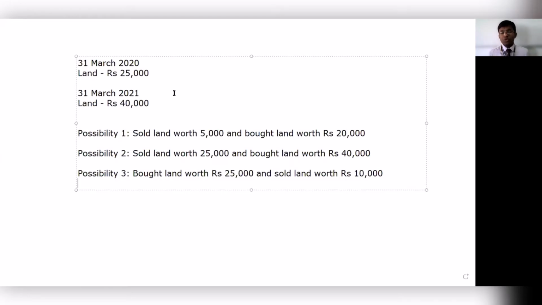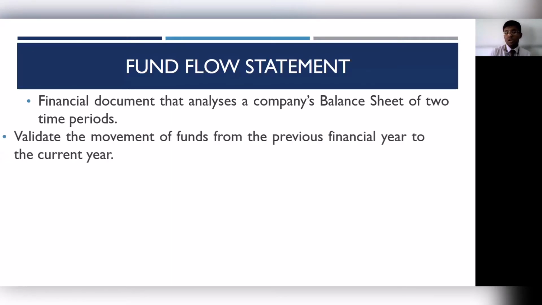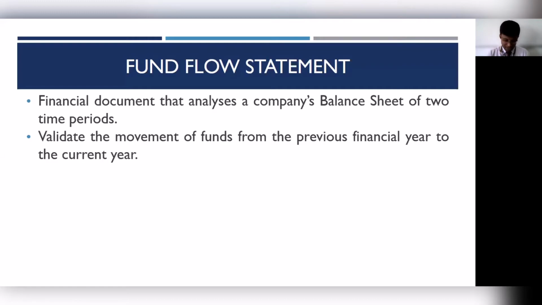By merely looking at the balance sheets, it is very difficult for us to understand what changes have taken place in the organization as a result of which these values are like this. This is the reason why we need an additional statement which helps us understand what changes have taken place in an organization. So the fund flow statement helps you to validate the movement of fund from the previous financial year to the current year. What are the changes that have happened?